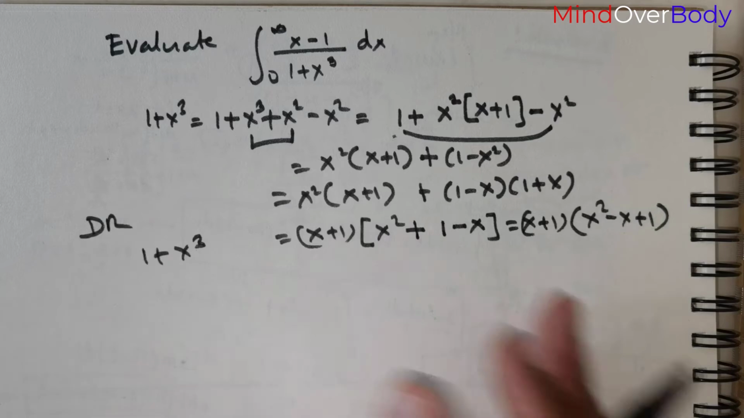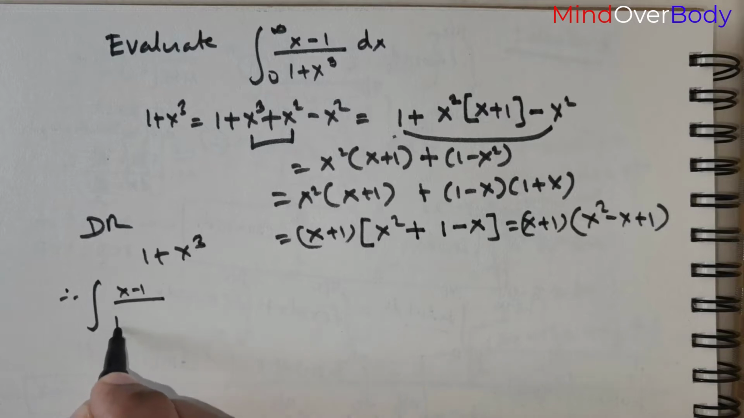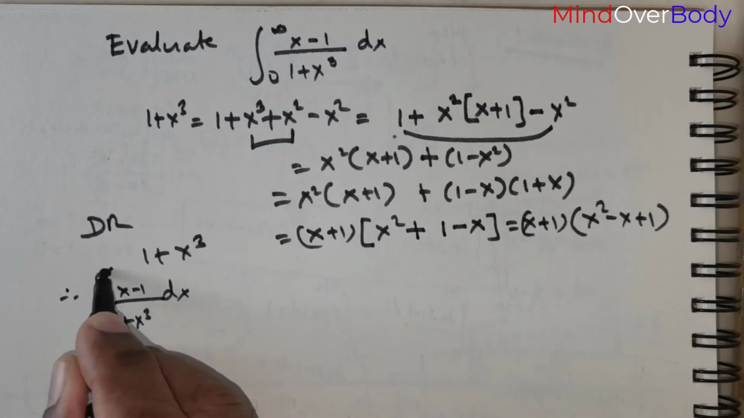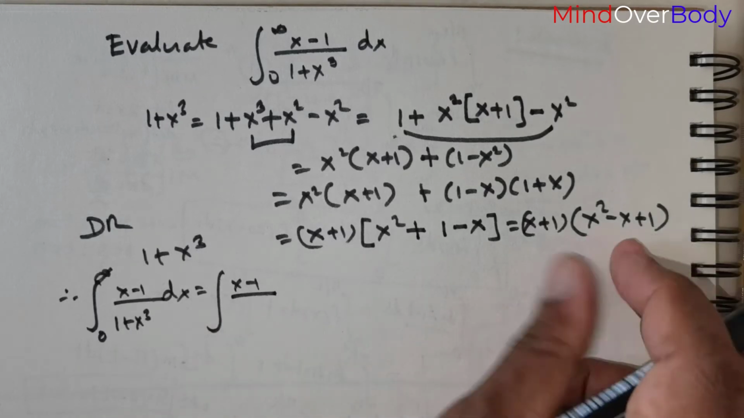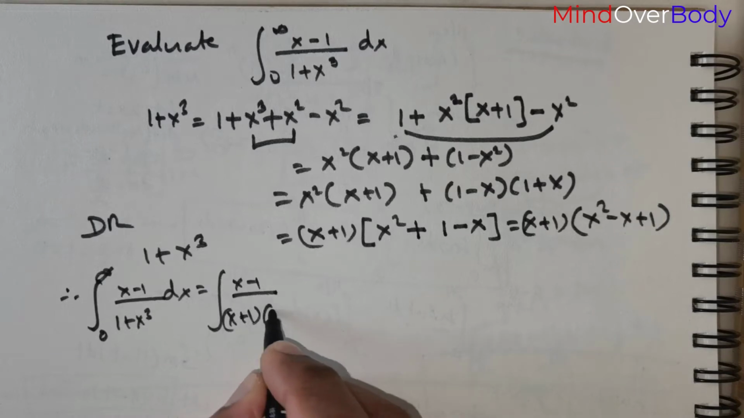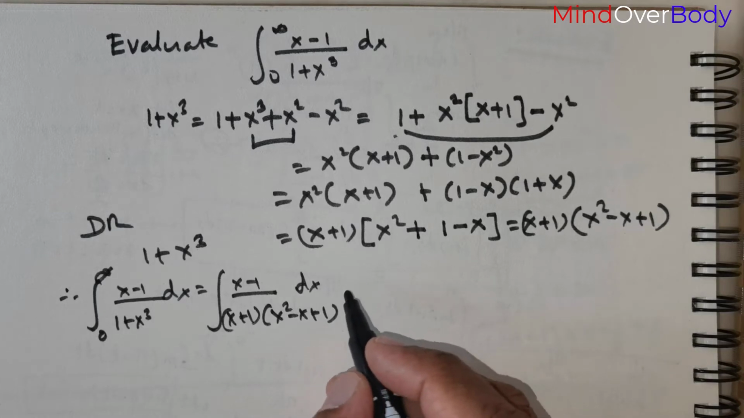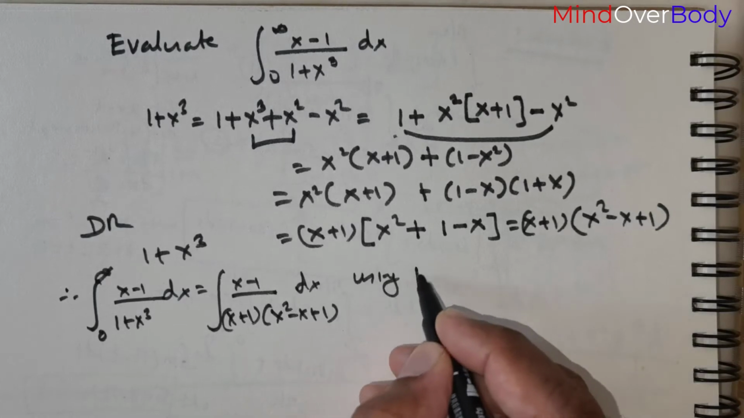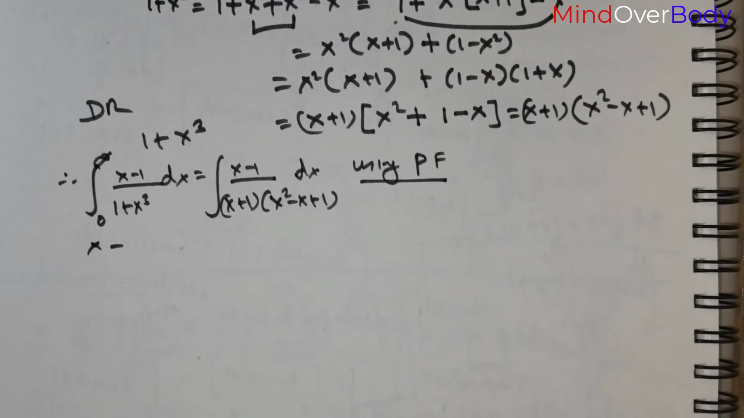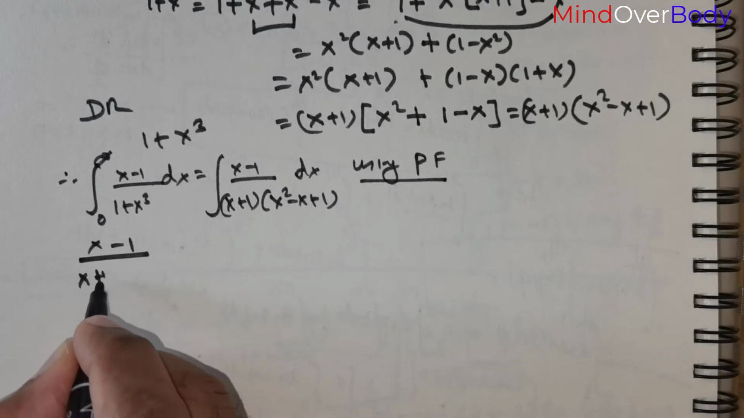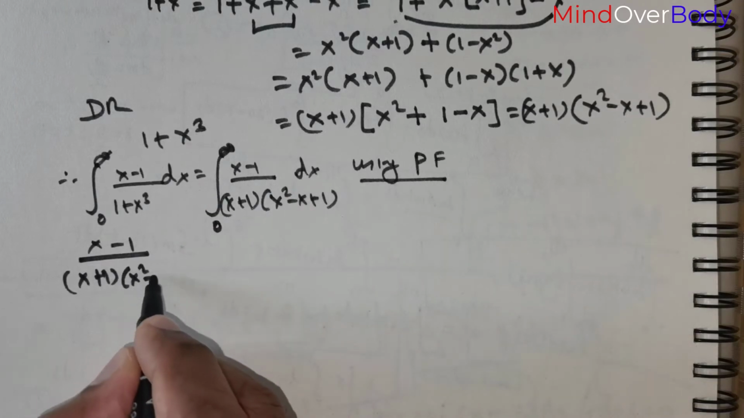Now from here onwards everything is simple. So therefore the integral of (x - 1) divided by (1 + x^3) dx, limit 0 to infinity, is rewritten as (x - 1) divided by (x + 1)(x^2 - x + 1) dx. Now I would like to use partial fractions. So using partial fractions, let us consider (x - 1) divided by (x + 1)(x^2 - x + 1), of course the limits are 0 to infinity.